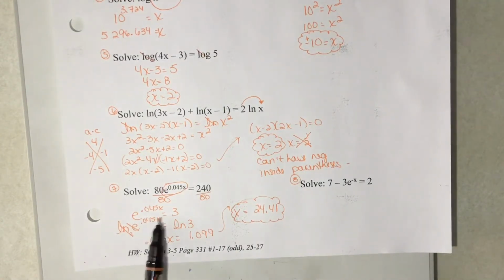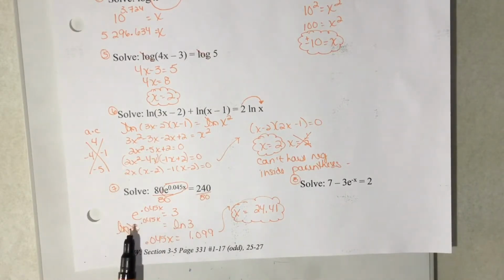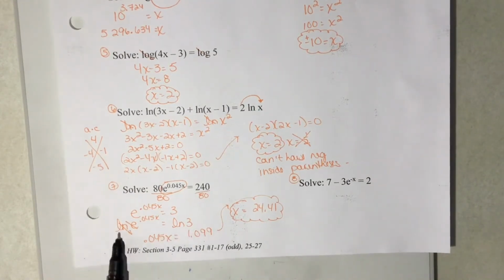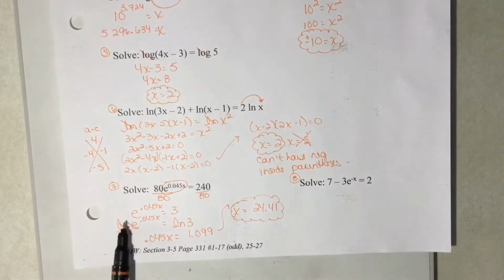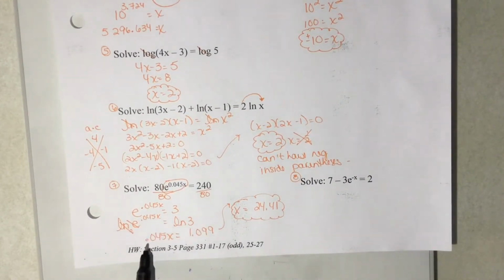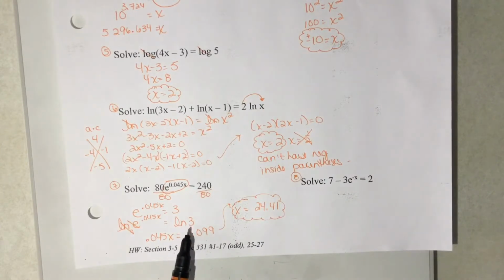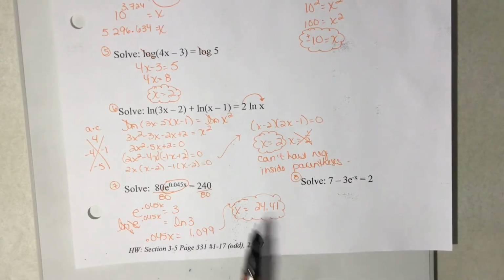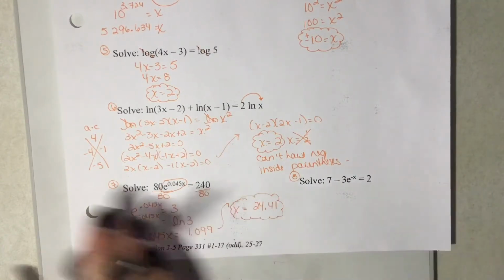I'm in exponential form. I want to rewrite it into logarithmic form so that I can solve. I can do that by bringing in natural log on both sides. The natural log and base e cancel out, and I'm left with just the exponent of 0.045x, and then natural log 3 on my calculator is 1.099. Divide both sides by 0.045, and I get x is 24.41. Okay, questions? Now we're just kind of traipsing right through. Okay, let's look at number 8.